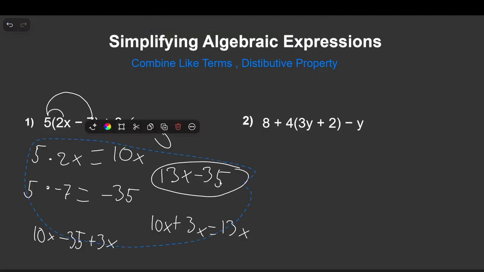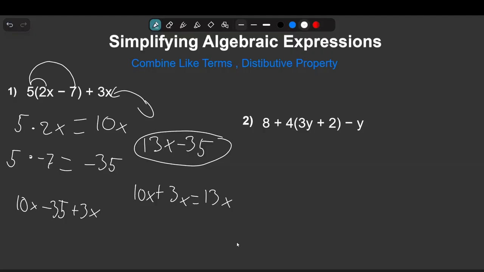Now we're going to go over to our second one. We have 8 plus 4, and then in parentheses, 3y plus 2, and then minus y. So I'm going to move this a bit out of the way so we have enough space on this side. So again, the first thing we're going to do is get rid of our parentheses.